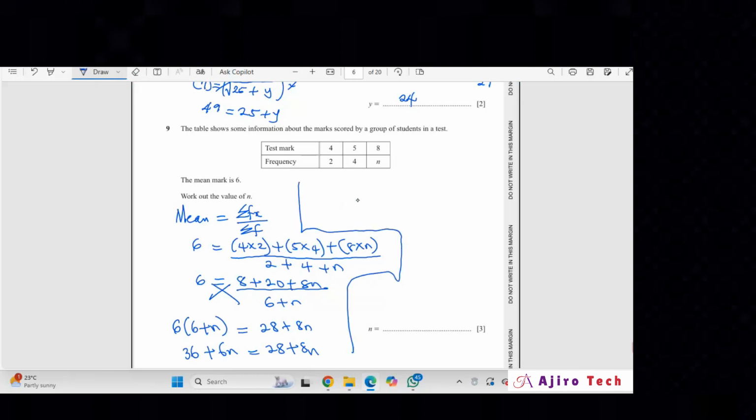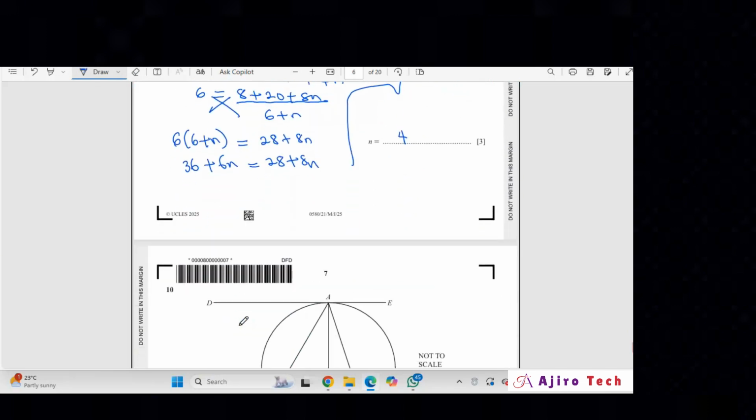So having said that, I can collect the like terms here. It's going to be 36 minus 28 is equal to 8n minus 6n. 36 minus 28, that will give us what now? Let's do it together. 36 minus 28 will give us 8, equal to 8n minus 6n, which is 2n. Divide by 2 on both sides. This one will cancel this. Your n now is equal to 4. So what you're going to put here is 4. So we have finished solving that question, and they said we should find n, and that will give us the answer.